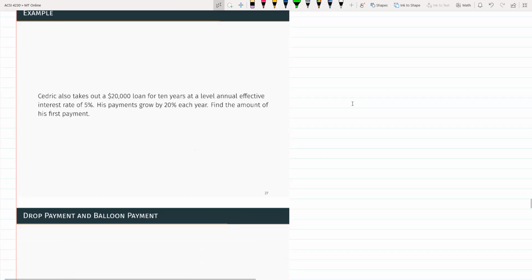So here's another one. Cedric takes out a 20,000 loan for 10 years at an annual level rate of 5%. His payment grows by 20%. So right away, you can see the previous one is an arithmetic progression, and this one is a geometric progression. So this is a geometric progression annuity. What you need to do is use the formula for a geometric progression annuity and find the amount of the first payment.